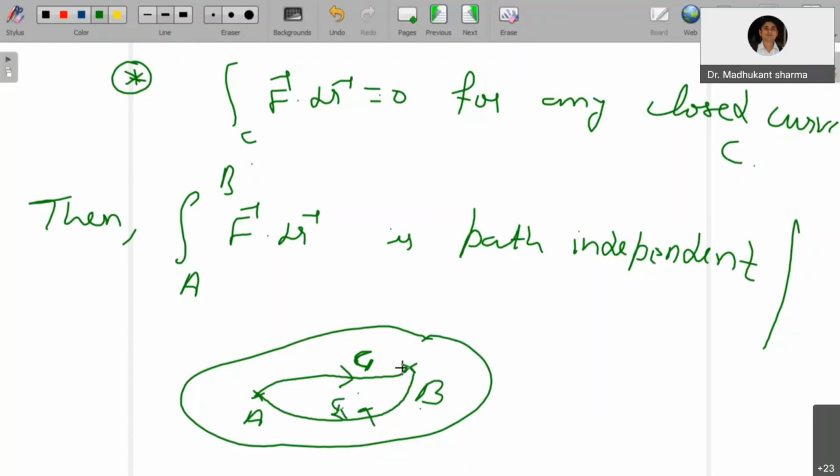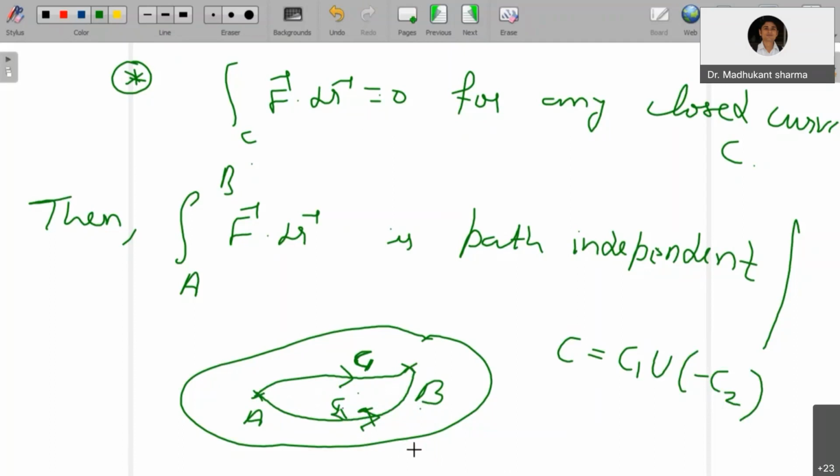So this will become the closed curve now. Now C, defining C equals C1 union minus C2. What is the meaning of this negative sign here? C1 is A to B, then it is coming from B to A. But the C2 curve is in this direction, so minus C2 is the negative direction.